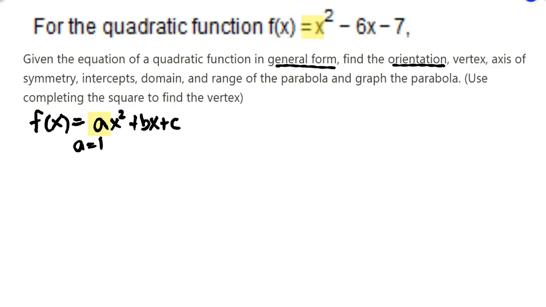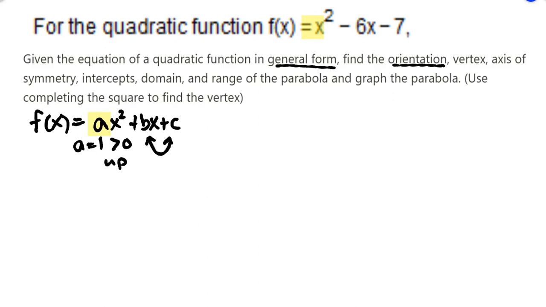With a being a positive value, greater than 0, we know that this parabola will be oriented up. We'll have a parabola that opens up that looks like this. So anytime we have the value of a being positive, the orientation will be up.